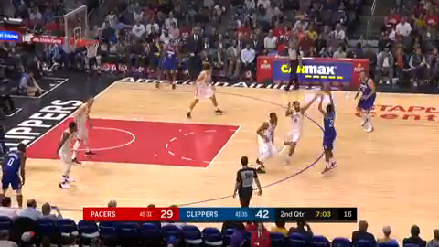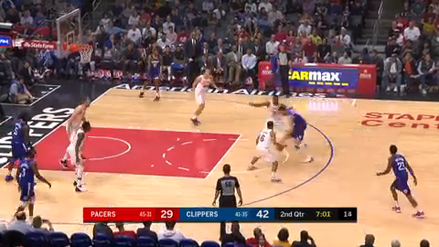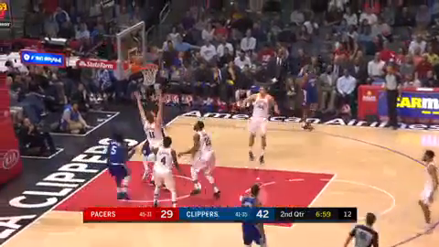As Danilo Gallinari drives to the basket, Domantas Sabonis jumps to defend the shot. The replay clearly shows Sabonis jumps sideways, to his left, and not straight up. Therefore, the contact initiated by Sabonis is illegal and a defensive foul.